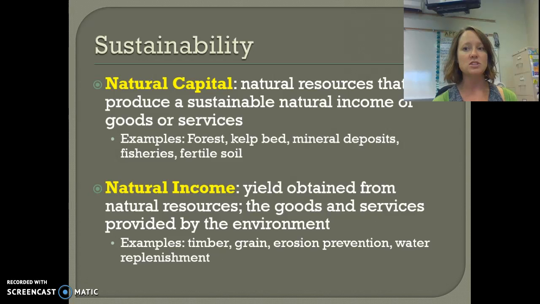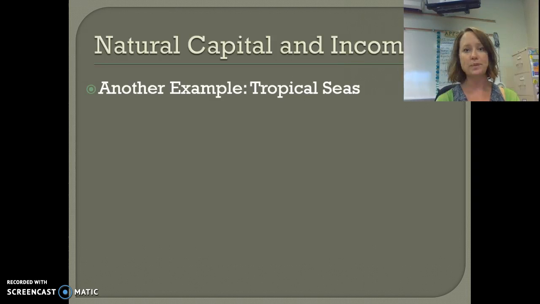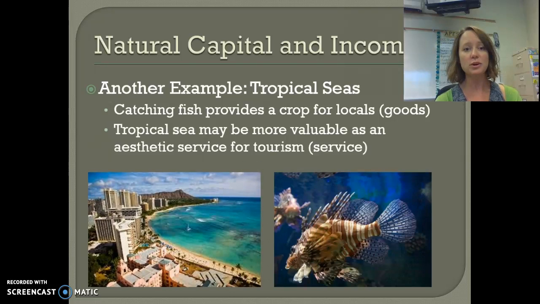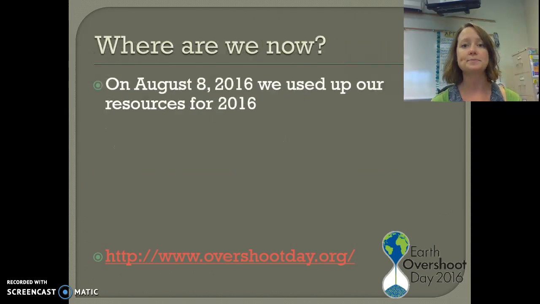So from a forest, I mentioned before, that would be the timber. From our cropland, our fertile soil, that would be the grains and the crops that we harvest. Services like water replenishment, erosion prevention are also things that we depend upon our resources for. Another example would be tropical seas. The goods from our tropical seas would be the fish that we catch. A service might be something like tourism. It's an aesthetic service. It's also an economic service to support an area.